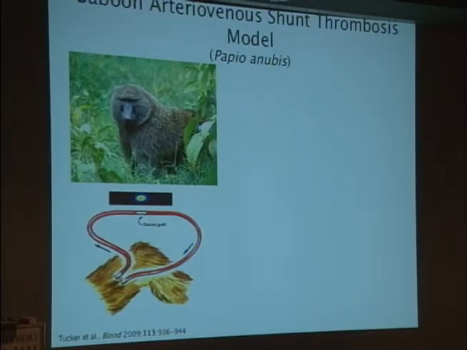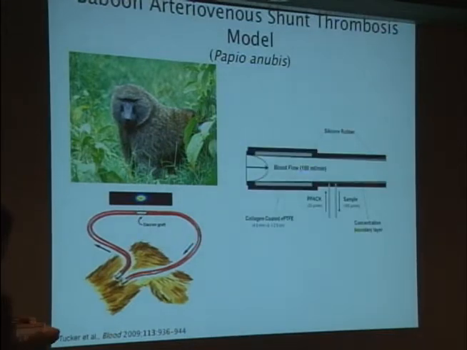And he has a model in olive baboons, Papio anubis, where an arteriovenous shunt is created in the femoral blood vessels, between the femoral artery and the femoral vein. So this is like a shunt that you might put in a patient who needs hemodialysis, only this is exteriorized, so it's outside the animal's body. And small Dacron grafts that are coated with collagen or various thrombogenic substances can be put into the animal, and the clot actually occurs within the Dacron graft.